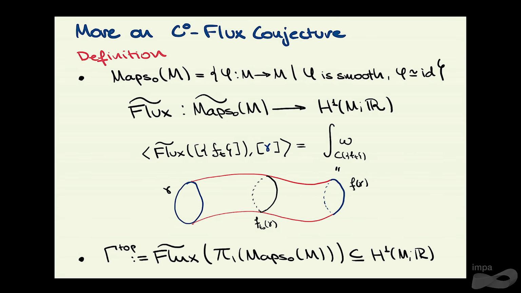because that's a group. The topological flux group is defined as the image of the fundamental group of Map0, seen as a subspace of the universal cover, by the flux map. And because of this property that it respects the product, this is going to be a subgroup of H^1. So this is what I'll call the topological flux group. So these are fluxes that come from loops of smooth paths. Not necessarily diffeomorphisms, not necessarily symplectic, just smooth paths.